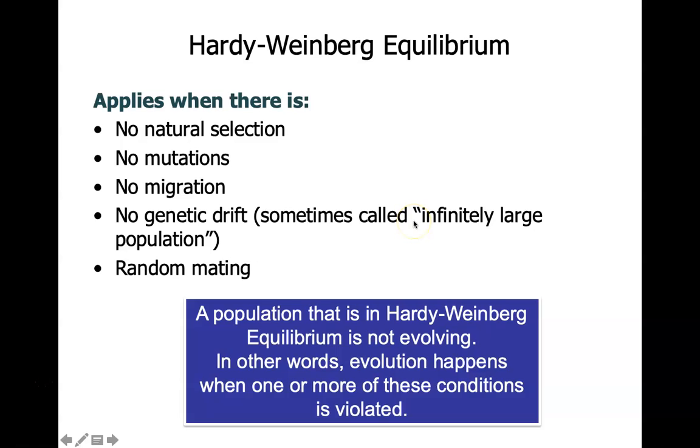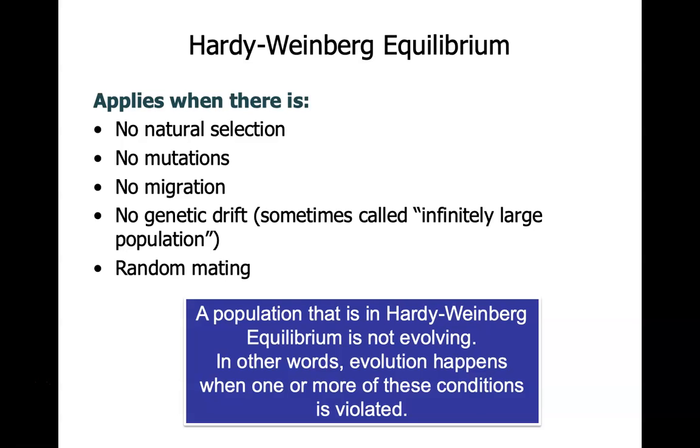Genetic drift is also sometimes called the infinitely large population condition. This is because in a large population, the changes in allele frequency due to chance are very likely not going to have a large effect. In a small population, they can have a major effect. So depending on the book, sometimes it's called a large population. And if you have a small population, you're assuming that genetic drift is going to have a big impact on that population.